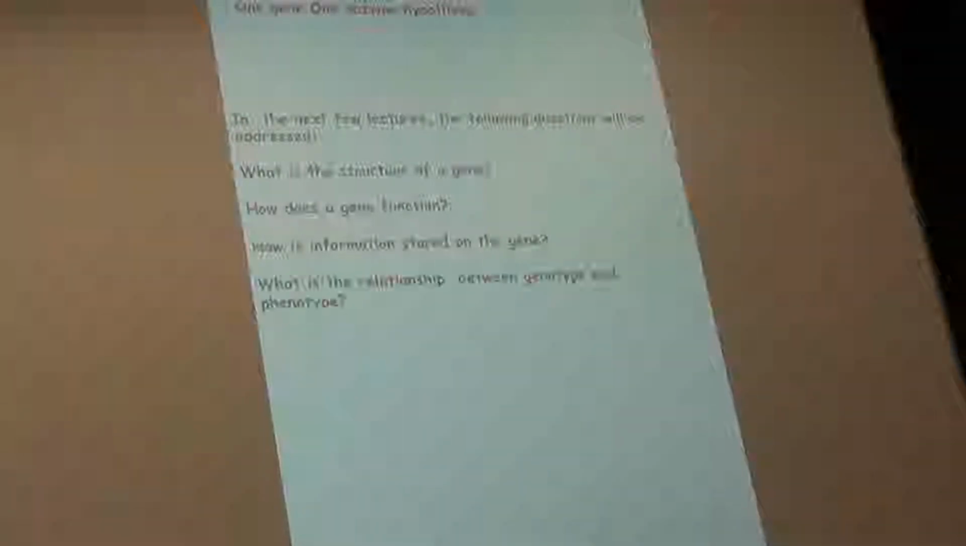Okay, so in the next few lectures, we're going to answer a few questions: what is the structure of a gene? And you've already been exposed to that in the very first lecture on transcription and translation. How does a gene function? And how is the information stored on the gene? So we're going to go back in a sense to chapter 8 to some extent. And the relationship between genotype and phenotype.